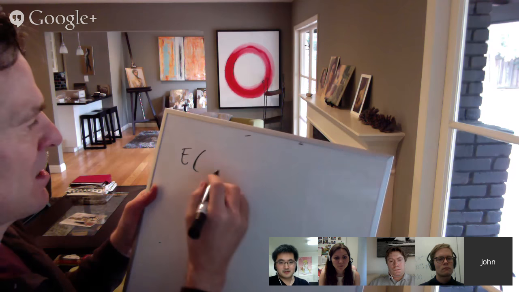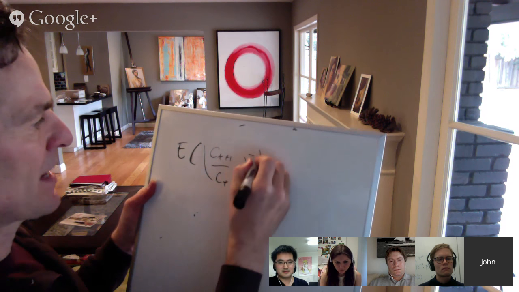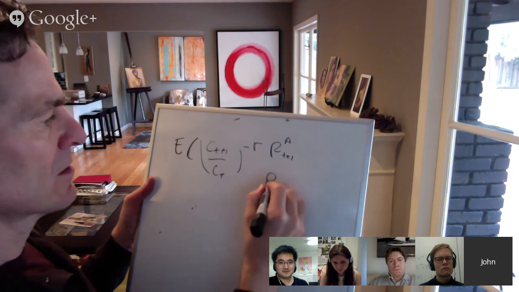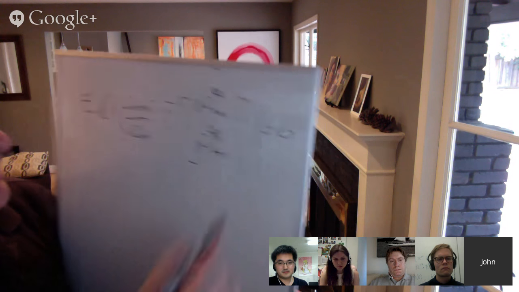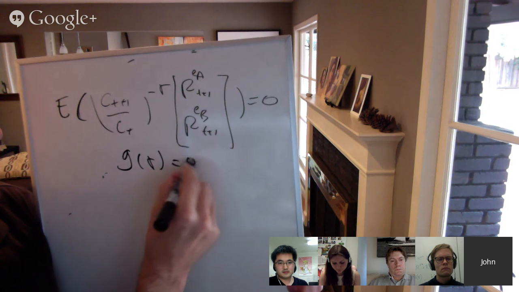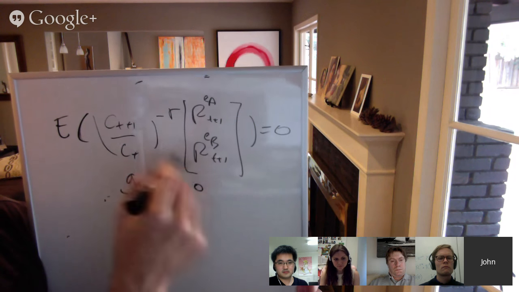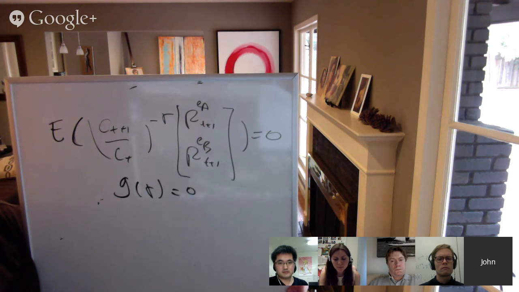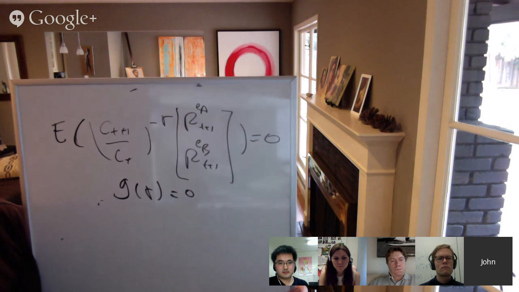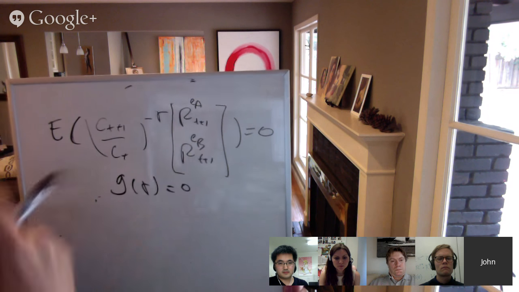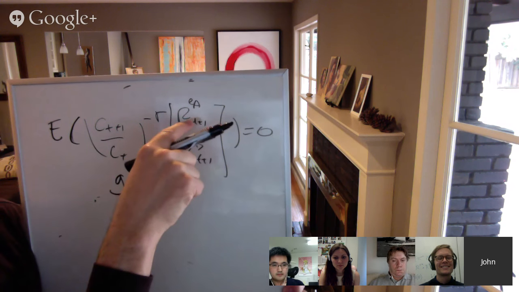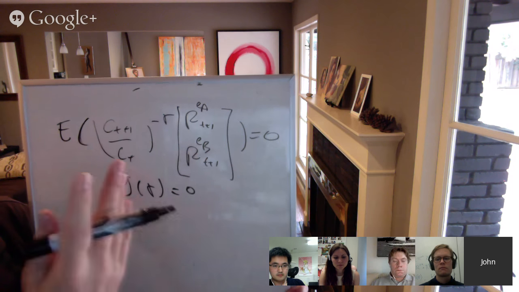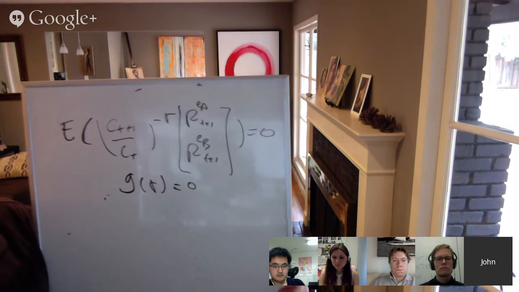The classic over-identification example would be E of C_{t+1} over C_t to the minus gamma times return A_{t+1}, return B_{t+1}, let's make these excess returns, equal to 0. So that's g of gamma equals 0, in population. Suppose we have two assets in the consumption-based model, and these are excess returns, so I got rid of the beta. Now we have two moments and one parameter gamma. There's no way to make both of those moments exactly equal to zero in sample. If you make the RA moment equal to zero, RB is going to pop up. It's like whack-a-mole. Set E of that times RA equal to zero, RB comes up. Set E of that times RB equal to zero, RA comes up. You can't set them both equal to zero. You've got to have some trade-off. So that's the classic example of over-identification.